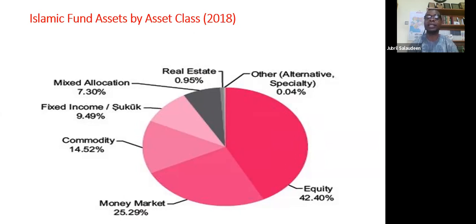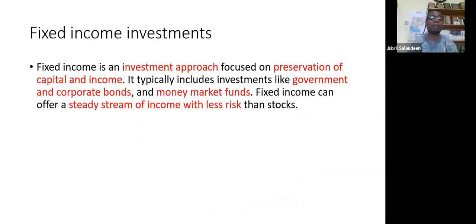So for 2018, when you further break down the fixed income and other areas of the investment portfolio of the Islamic fund assets, this is what you have. Okay, so at different strata, at different level, we'll see how these funds are and how they behave. Now, coming back to where we're supposed to start from, we look from the fixed income as an investment. One will say it's an investment approach.